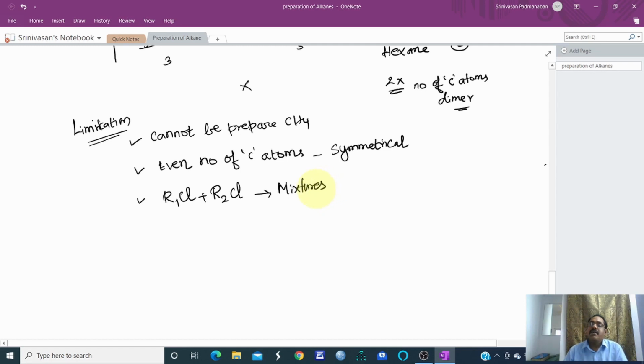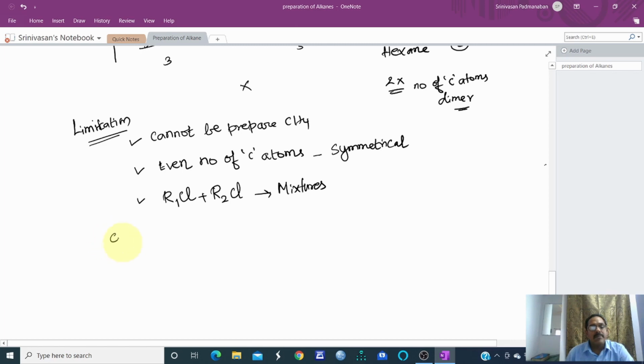In mixers, even odd number is also possible, but if it is, it will be formed in mixers. And if you get mixers as a product, again another headache for that is you have to separate it. Therefore, this procedure is not used. So even though in one case odd number of carbon atoms will be formed, but that will be only in mixer. I'll be explaining with one example.